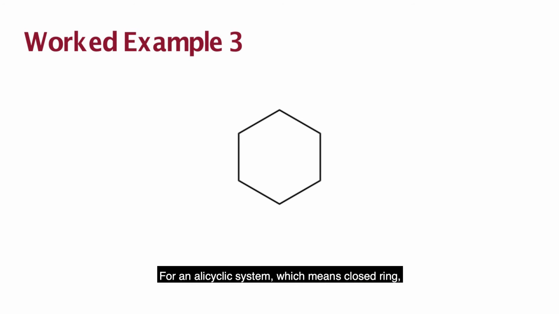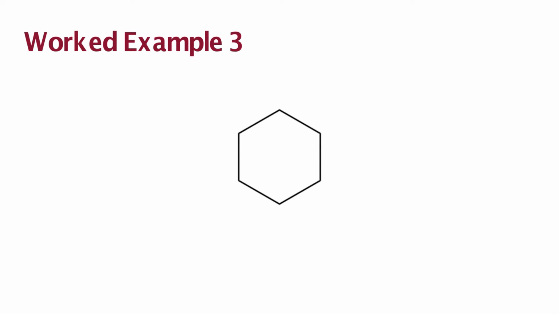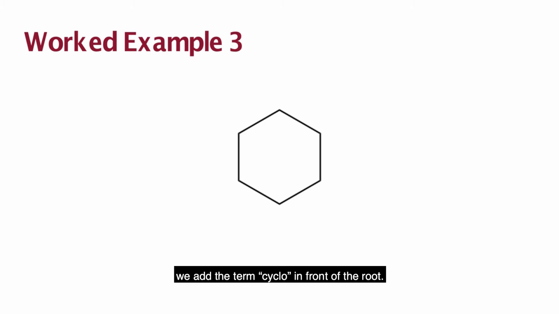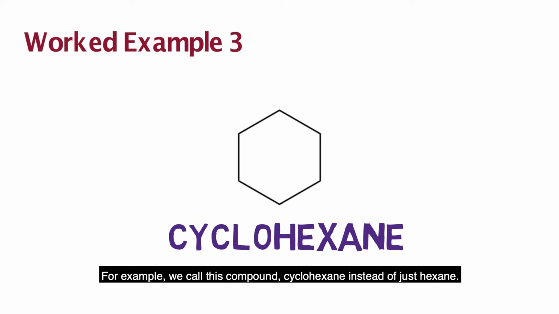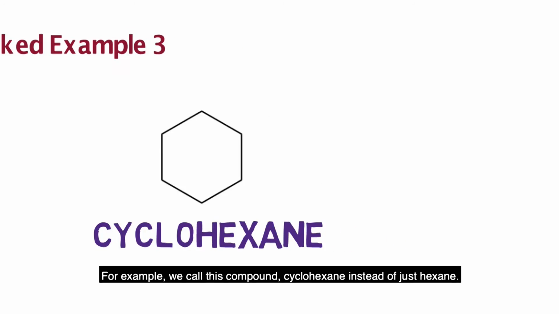Now for work example 3. For an alicyclic system, which means closed ring, we add the term cyclo in front of the root. For example, we call this compound cyclohexane instead of just hexane.